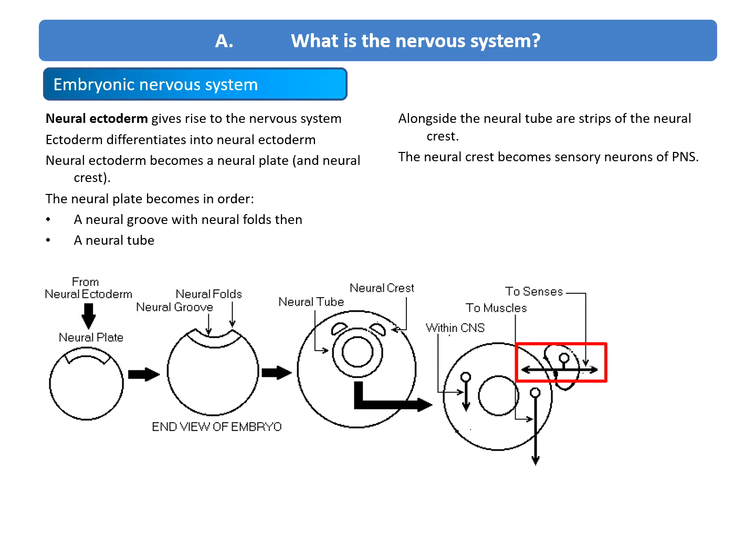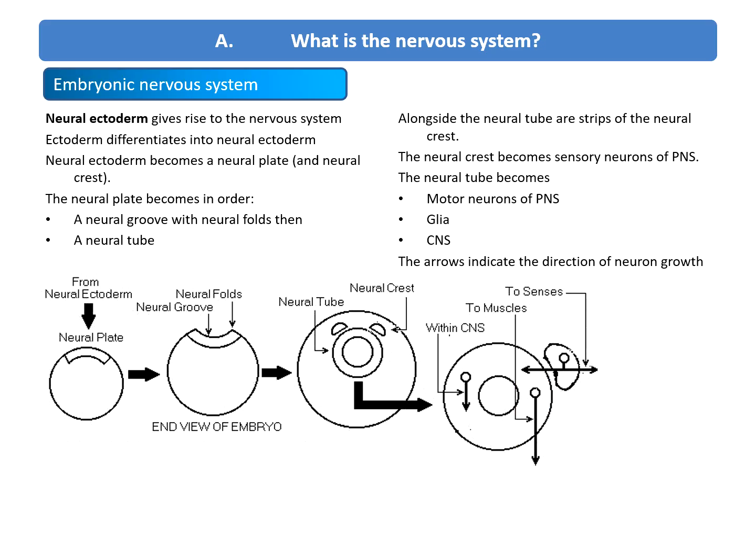The neural crest becomes sensory neurons of the peripheral nervous system. The neural tube becomes motor neurons of the peripheral nervous system, glia, and the central nervous system. The arrows indicate the direction of neuron growth.